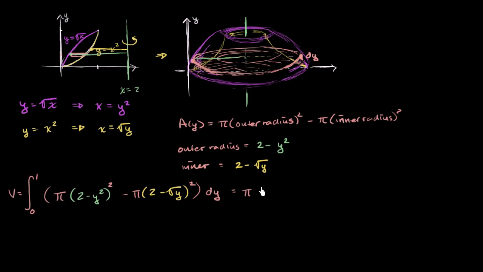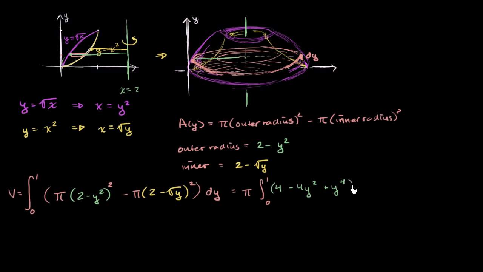So this is going to be equal to pi times the definite integral from 0 to 1. And then let's square this stuff that we have right here in green. 2 squared is going to be 4. Then we're going to have 2 times the product of both of these terms. 2 times negative y squared times 2 is going to be negative 4y squared. And then negative y squared squared is plus y to the 4th.